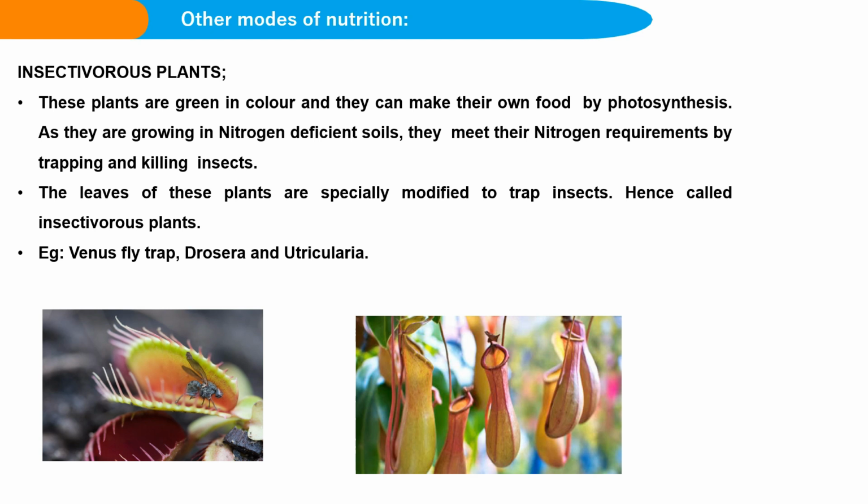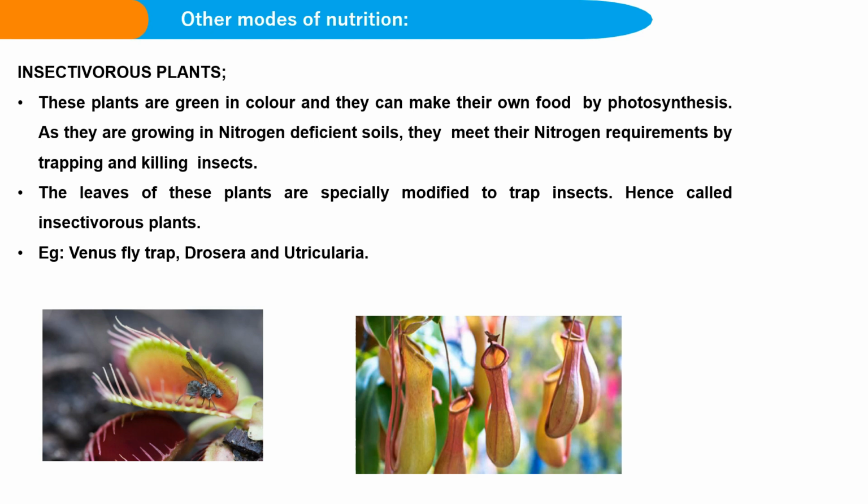Generally, nitrogen is very much essential for growth and protein synthesis, so for growth and development of the plants. But as these plants are growing in nitrogen deficient soils, they take the nitrogen from the insects by trapping and killing them. Generally, in the air, 78% of nitrogen is present, but plants cannot absorb the atmospheric nitrogen directly. So, they take it from the insects.